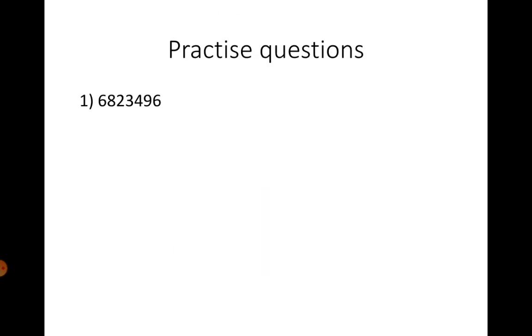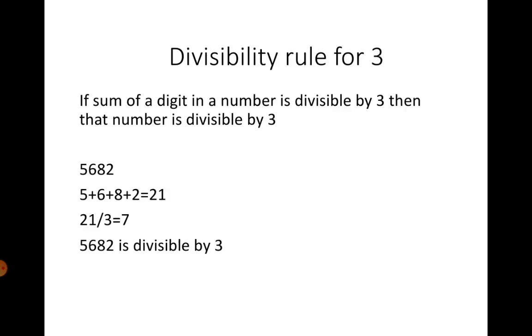And practice questions. Here the number's last digit is 6, which is an even number, and it is divisible by 2. Then this number is divisible by 2. This number means whole number. 68,23,496 is divisible by 2. And next, divisibility rule for 3.